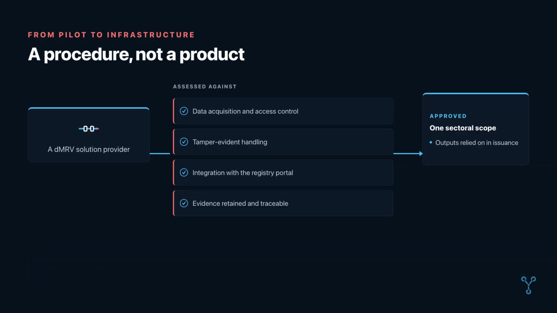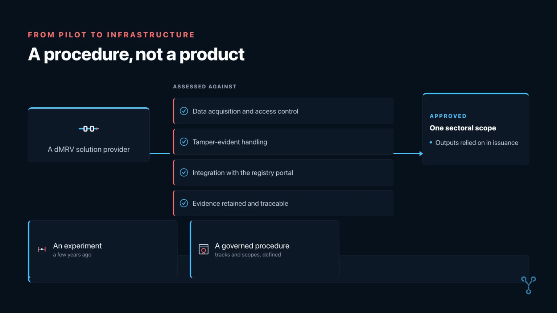The teaching point here is the approval procedure itself. It shows dMRV moving from a pilot to governed infrastructure. A standard body now defines tracks and sectoral scopes. It gives provisional approval so a platform's outputs can be relied on in issuance. This means digital data is now part of the formal rules. It is no longer just an experiment.